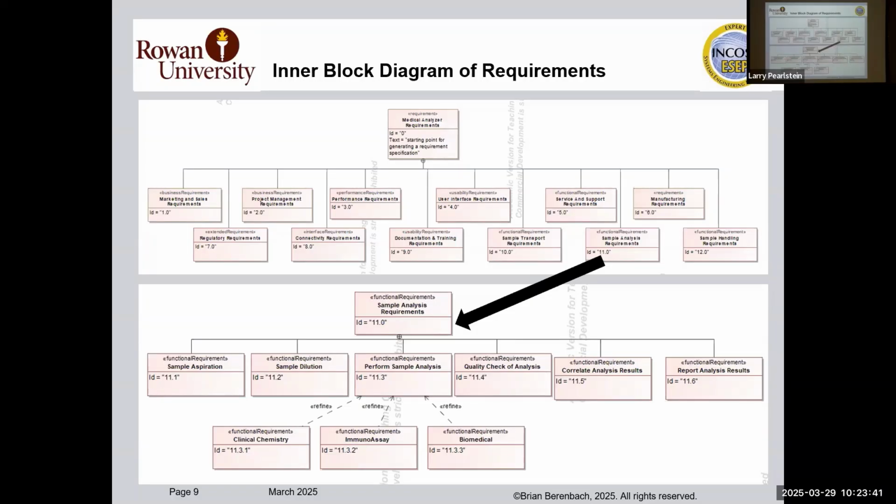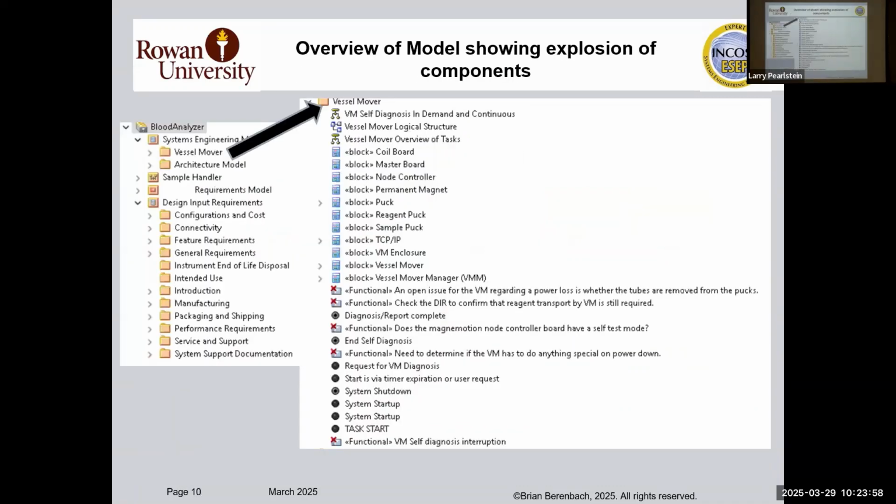Now this part was very interesting because these were all done at different facilities. And so the systems engineer, the chief systems engineer, had to make sure that when everybody was done, each of these pieces would plug into the analyzer and work. And I'll show you how that works in a minute or two.